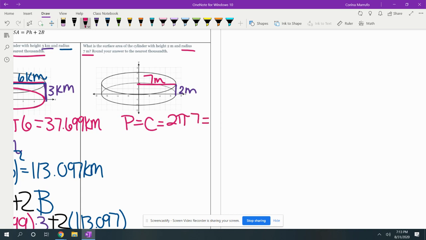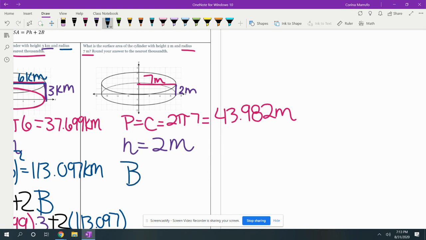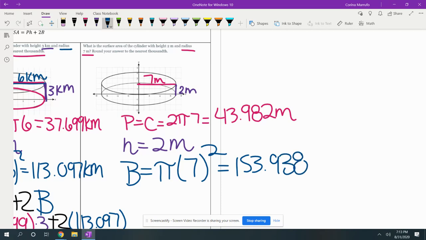Okay, when we put that in our calculators, that gives us 43.982. We're rounding to the nearest thousandth. Okay, the next letter that we need to find is h, which is the height, and that is 2 meters. And the last one that we need to find is big B. So big B stands for the area of the base. So since our base is a circle, it's going to be pi r squared. And our radius we already said was 7. So we go ahead and put that in our calculators. And that gives us 153.938 meters.